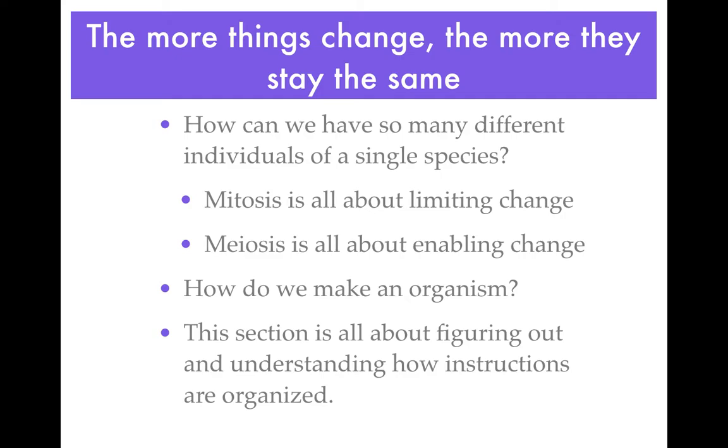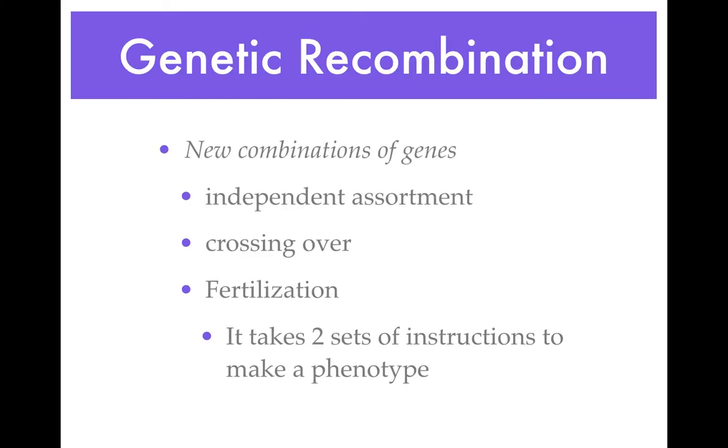So this section is all about figuring out, tying together how those instructions are organized and how we can mix and match them to get so many different individuals. So genetic recombination is nothing more than a new combination of genes. Genetic recombination is built into the process of meiosis.